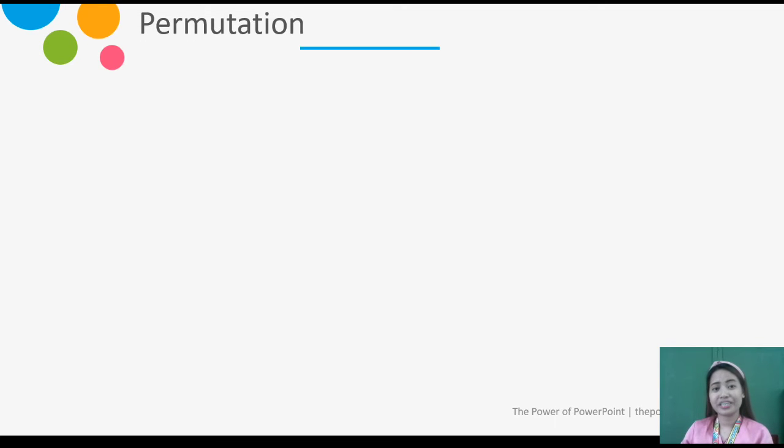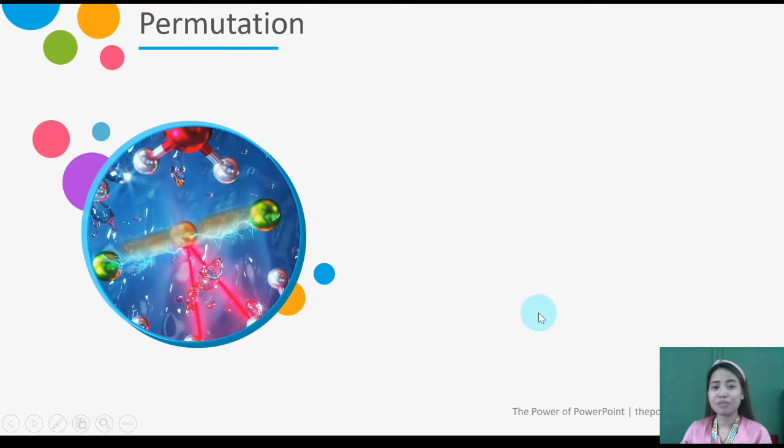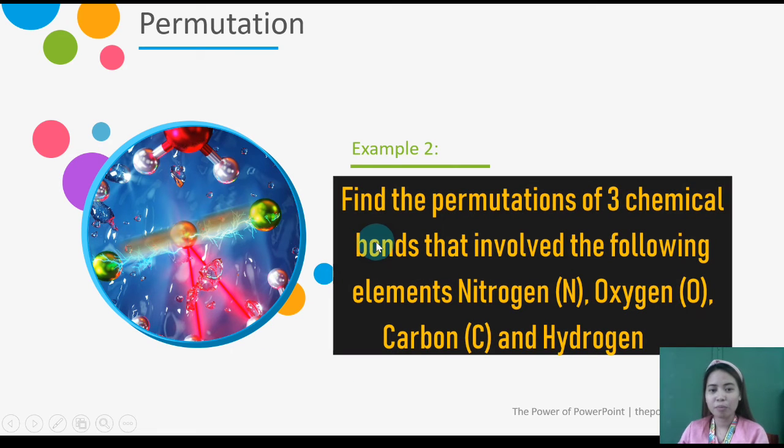So let us proceed to different examples that involve permutation. I made some examples that involve other subject topics so that you can relate to them. As you can see, I know that you are familiar with this. This is the chemical bond that involves the elements. So we have the problem here. Find the permutations of 3 chemical bonds that involve the following elements: nitrogen, oxygen, carbon, and hydrogen.